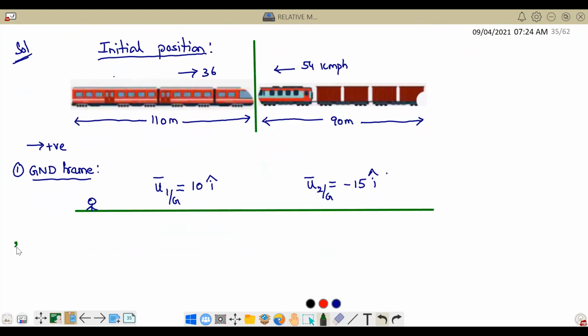Solve it from either the A frame or the B frame. Here, first frame or second frame. So let us solve it from the first frame, the A frame. What does it mean? You are standing on train 1. Then train 1 is at what?